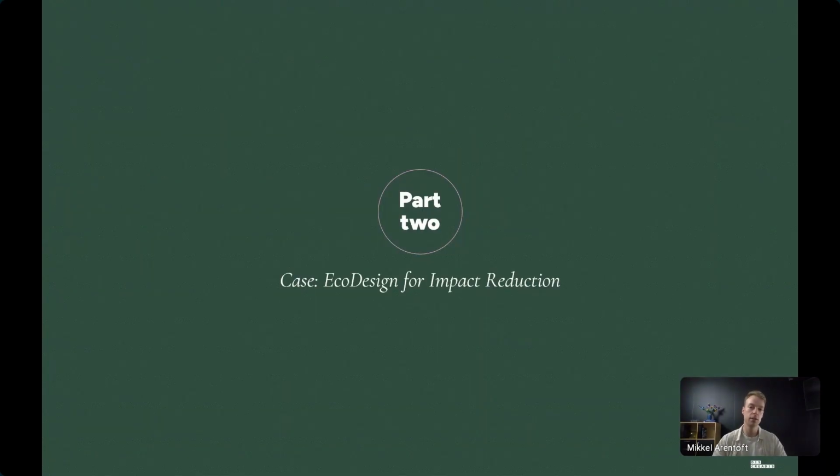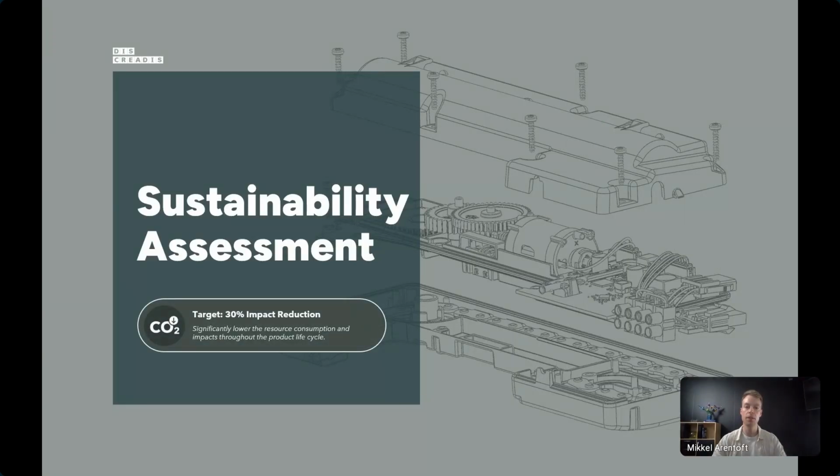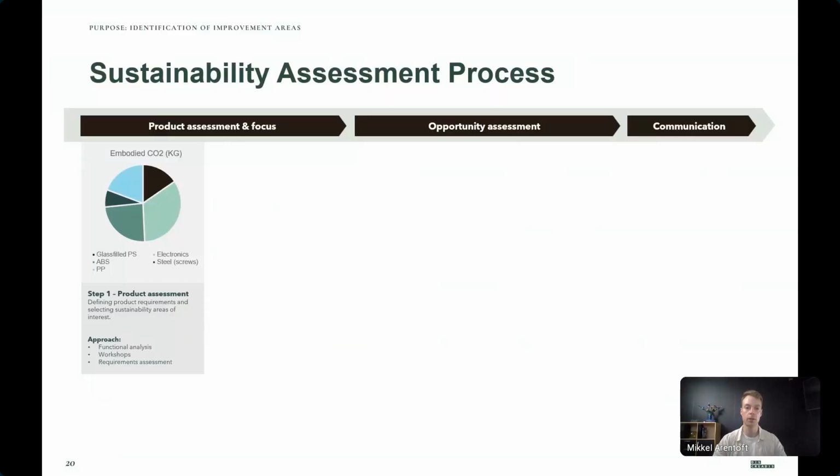Let's dive into a case on product sustainability. This case was a product assessment of a motorized window opener where the customer had a target of 30% impact reduction in the product. The process of the sustainability assessment started with an assessment of the current product. It's important to understand the current product, its context, and the use phase to get insights for improvement opportunities, and also ensuring that the quality and performance of the new redesign remains the same.